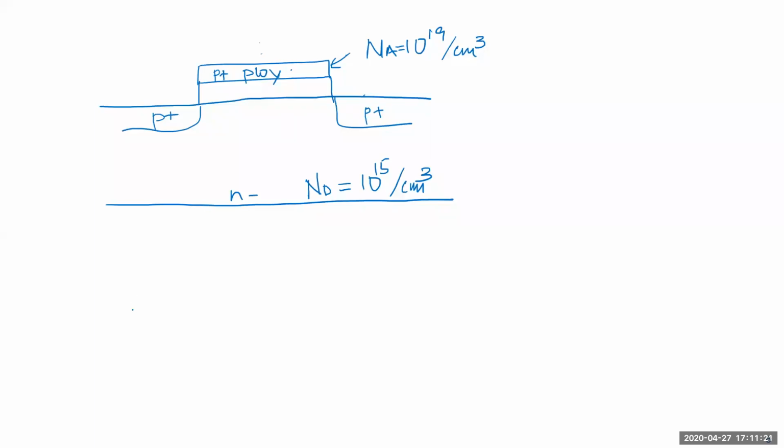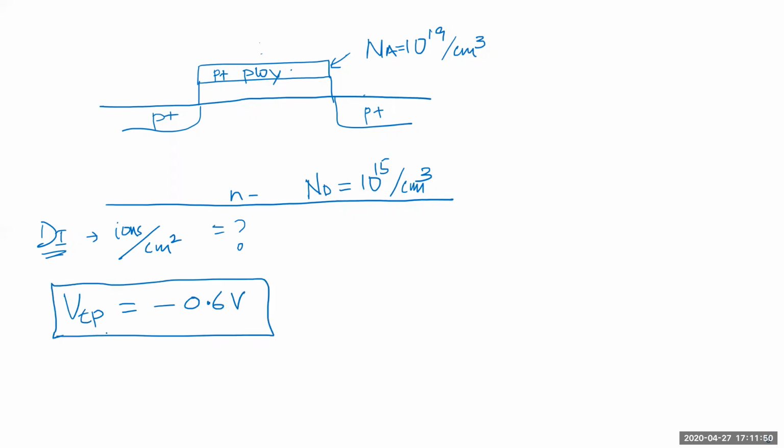So what else do you need? Minus VP. What I'm going to ask you is this. I want you to find out what kind of implant I should do and how much I should do. How much, in the sense of the term DI, which is basically ions per centimeter square, or per unit area. How much do I need to get a VTP of minus 0.6 volts? So that's your problem.